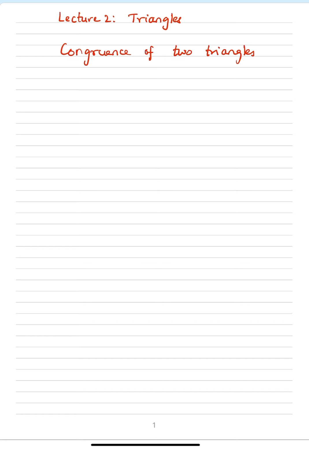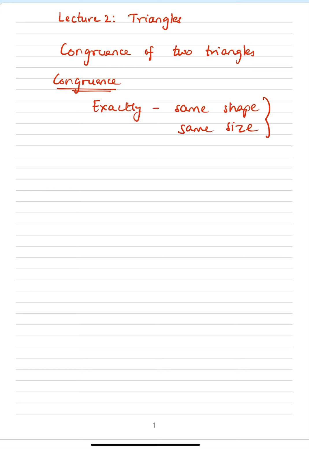Okay, now first we should know the meaning of congruence. Here congruence is a simple fundamental concept in geometry. The meaning of congruence is that two geometrical figures are congruent if and only if they have exactly the same shape and size. If they have the same shape and same size, then they are called congruent.